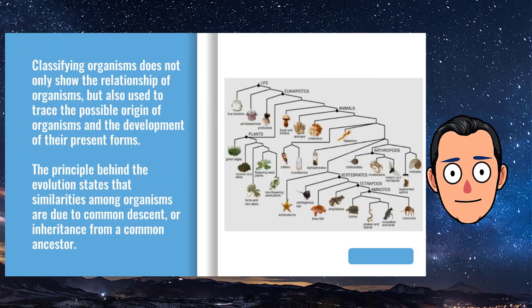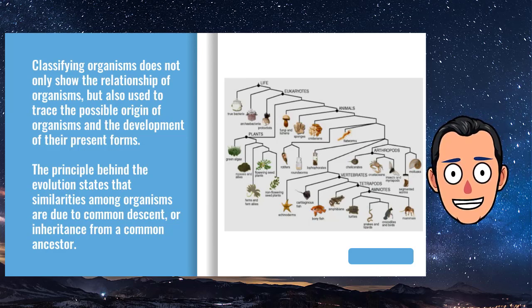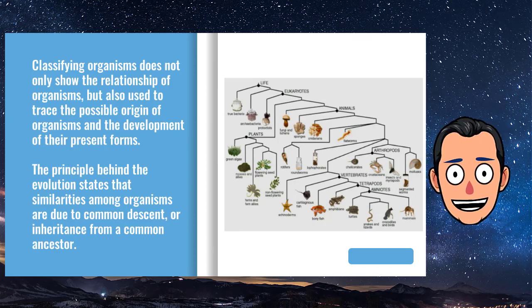Classifying organisms does not only show the relationships of organisms, but is also used to trace the possible origin of organisms and the development of their present forms. The principle behind evolution states that similarities among organisms are due to common descent or inheritance from a common ancestor.